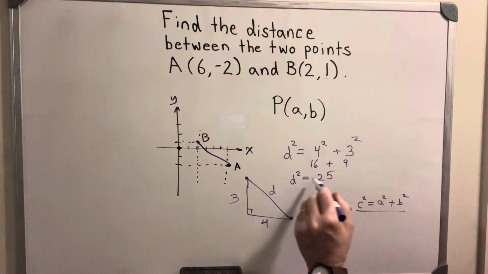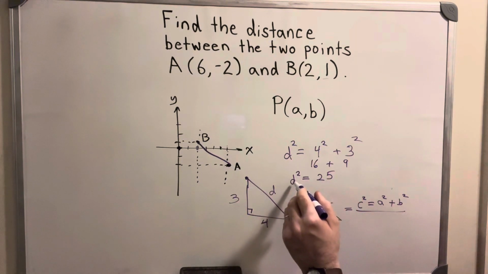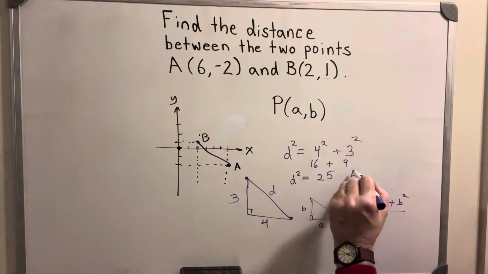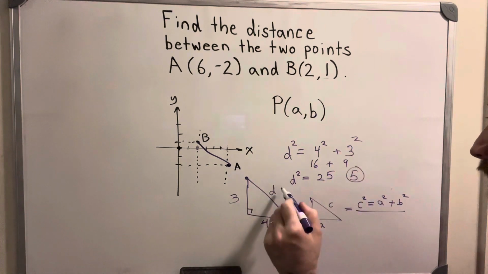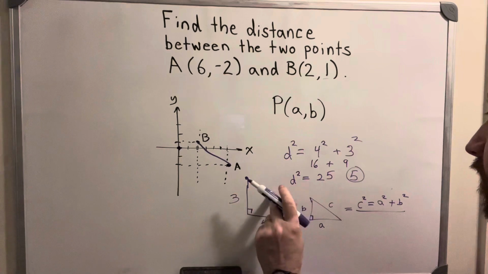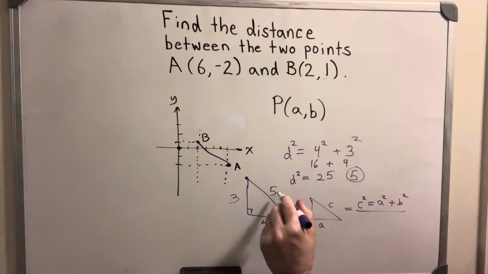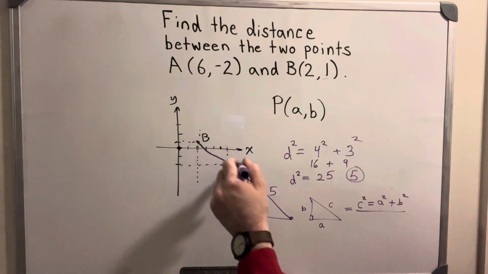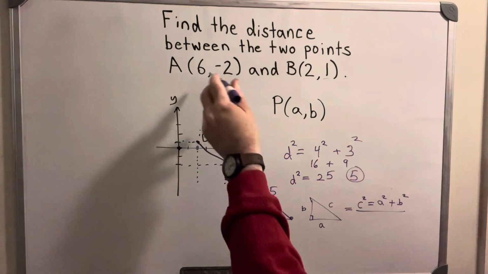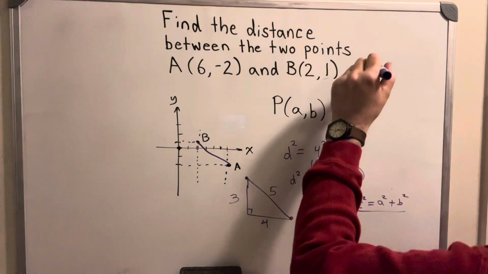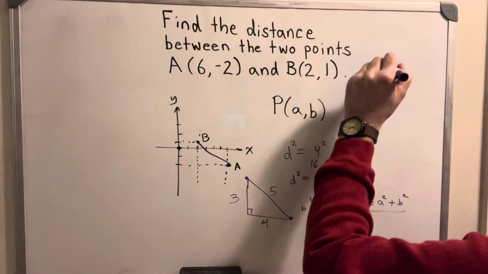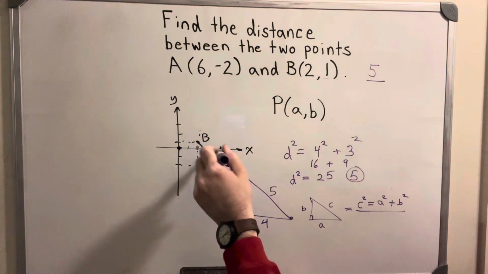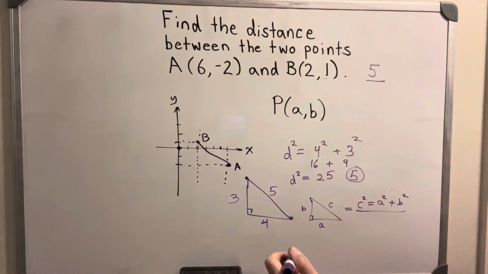Well, if D squared is 25, what is D equal to? What number times itself is 25? 5. So that means that D equals 5. And D is the distance between points A and B. So the answer to the question is 5. Points A and B are 5 units away from each other.